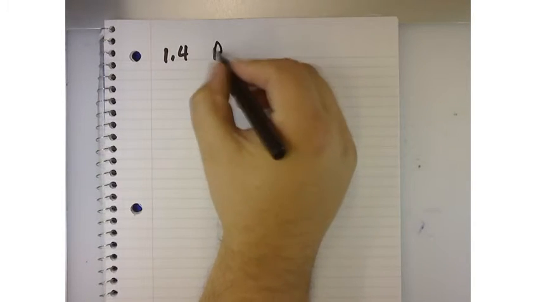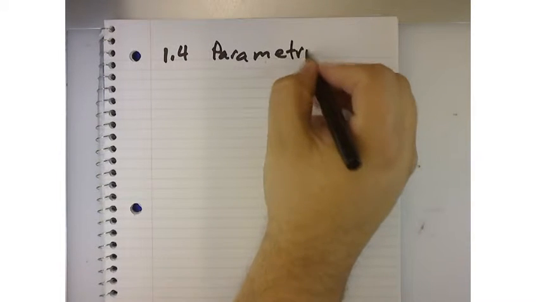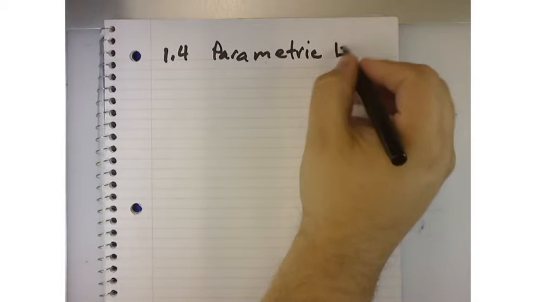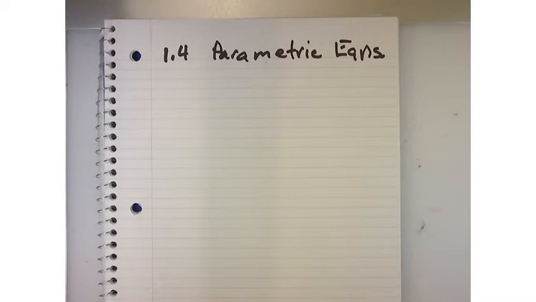1.4, we're going to do parametric equations. Now we did a little of this last year, so this year it should be pretty easy. Last year I had to spend like 4 days covering this. And so parametric equations is taking an equation and making two variables dependent upon one variable.